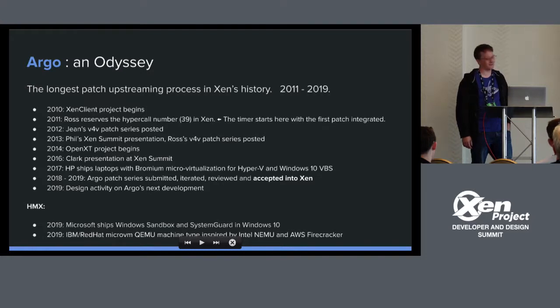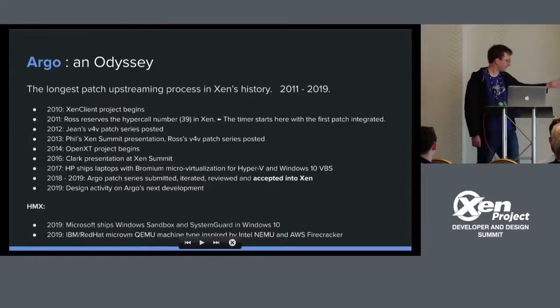And then in 2018, I posted the Argo patch series at the end of the year and through the early stages of 2019. 8 rounds of reviews and iteration there, and finally it has been accepted into Xen. And it doesn't stop there. We're still working on the next aspects of Argo's development and capabilities.